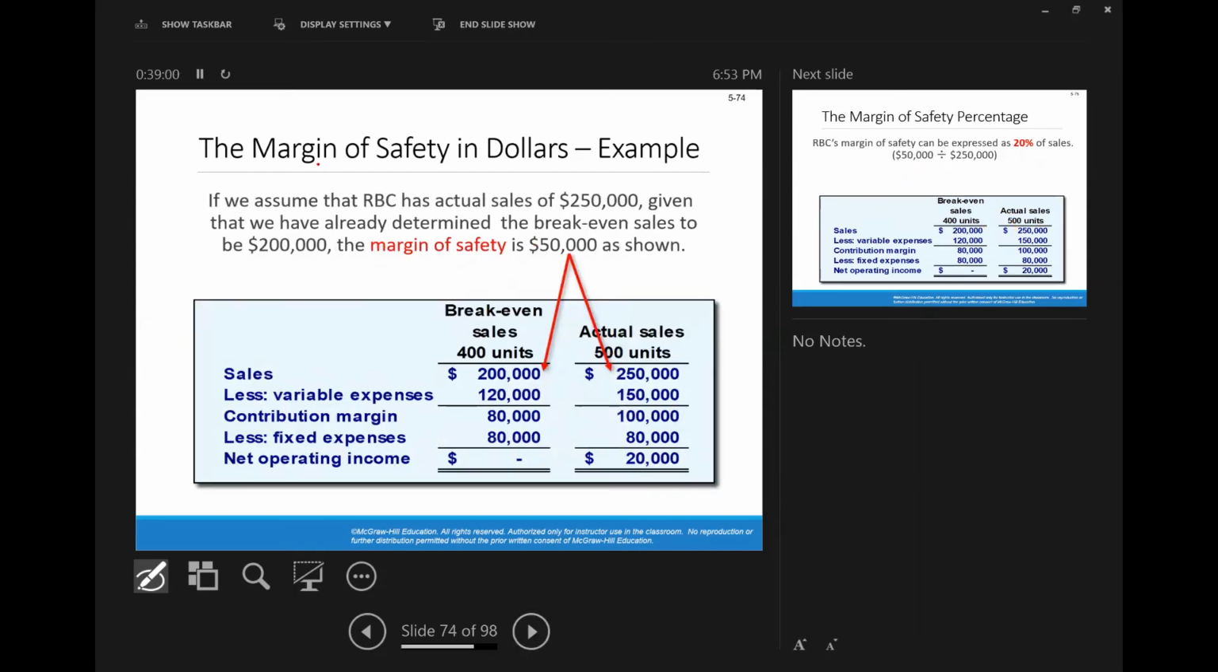We're going to assume RBC has actual sales of 250,000. Given that we already determined the break-even sales will be 200,000, the margin of safety is 50,000, as shown below. We know it's 400 units in order to break even, and we're just looking at the difference between the sales. It goes from 250 to 200 for our break even. So the margin of safety before we start incurring a loss is 50,000 in sales. Does that make sense? If we start selling anything under that 250, we're going to have a loss.